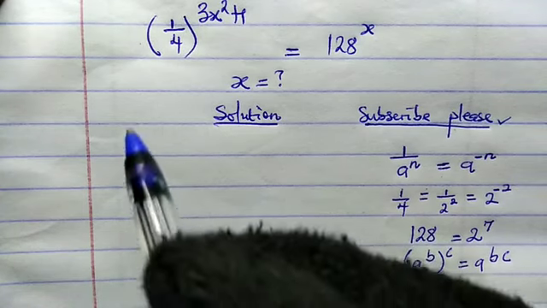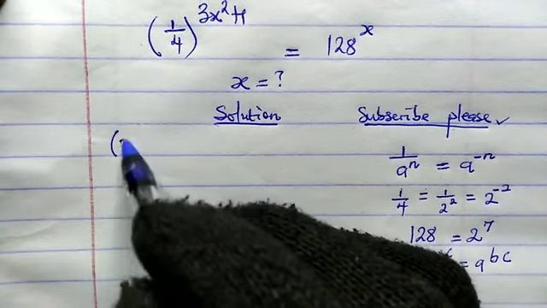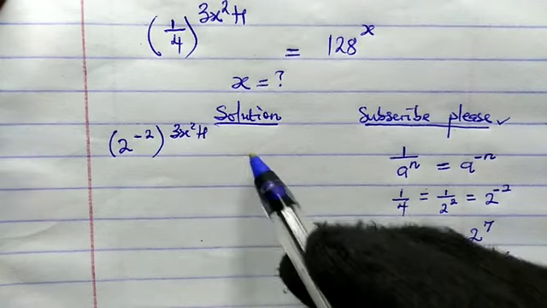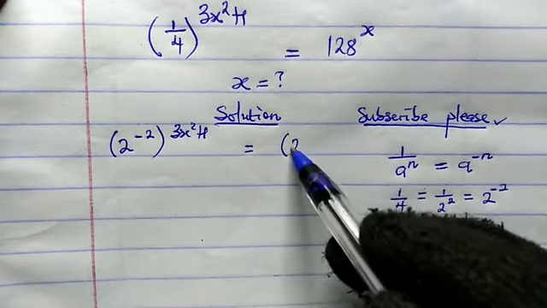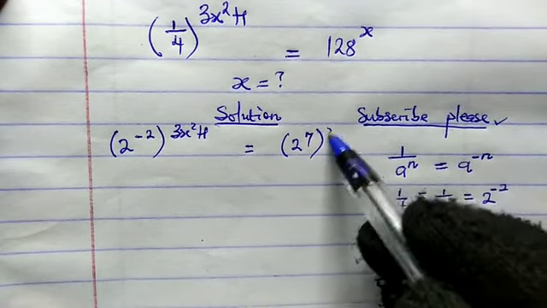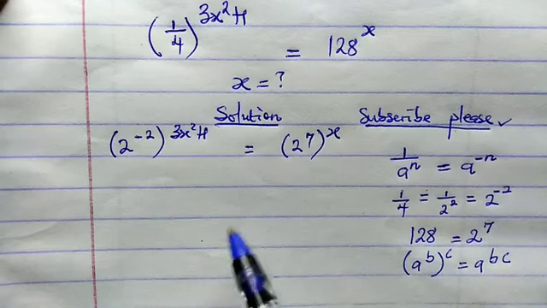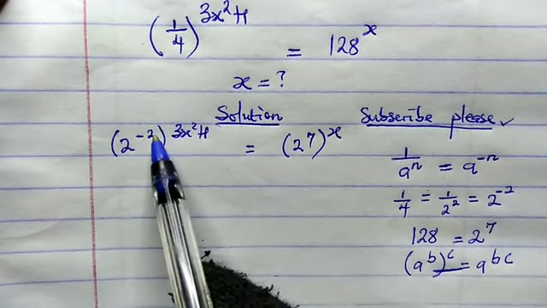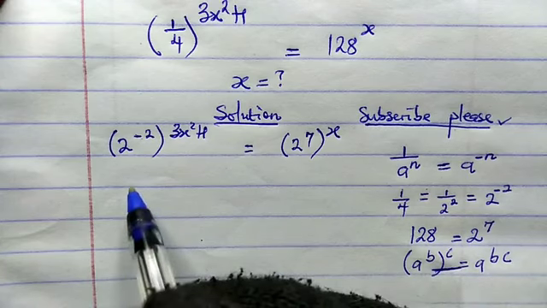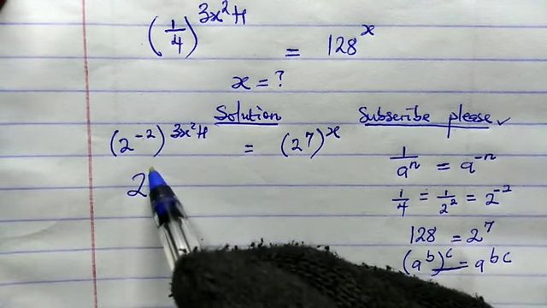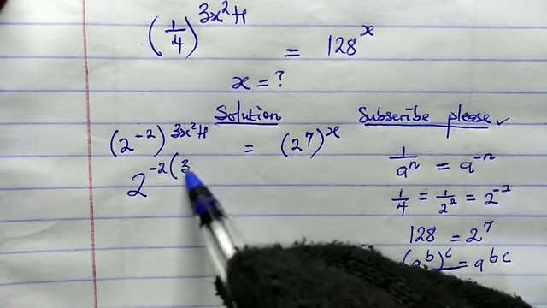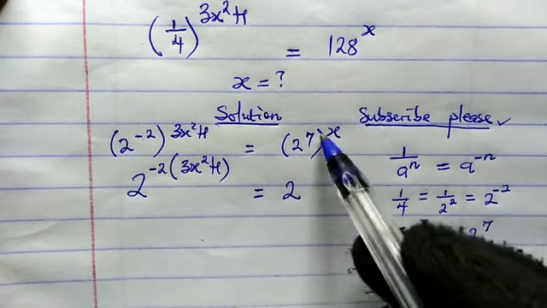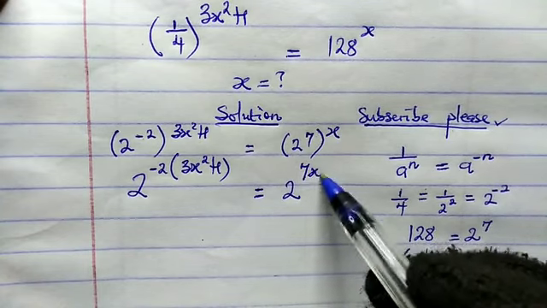From the left inside this bracket, we are going to write it as 2 to the power of negative 2, then raised to the power of 3x squared plus 1. And this is equal to 128, which is 2 to the power of 7, then raised to the power of x. According to this property, we multiply negative 2 by this power. So we have 2 to the power of negative 2 into bracket 3x squared plus 1, equal to 2 raised to the power of 7 times x, which is 7x.